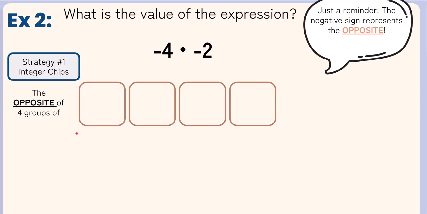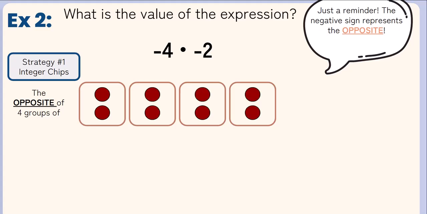This looks familiar. This is the same example as example 1. We have 4 groups of -2. But remember, in this expression, it says the opposite of that. If it was just 4 groups of -2, the answer would be -8. But it's the opposite of that, so your answer should be +8. Take a moment and think about that.